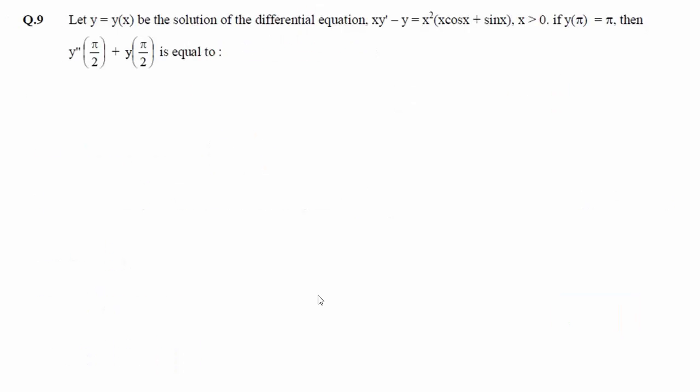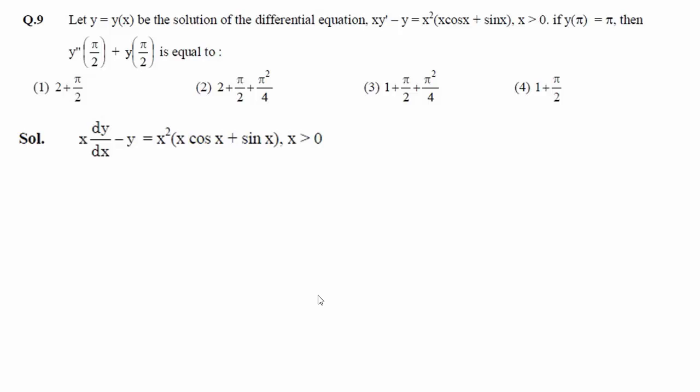Question 9. Let y equal to y of x be the solution of the differential equation x y dash minus y equals x squared into (x cos x plus sin x), x greater than 0. If y at pi equals pi, then y double dash at pi by 2 plus y at pi by 2 is equal to. Options: 2 plus pi by 2; 2 plus pi by 2 plus pi squared by 4; 1 plus pi by 2 plus pi squared by 4; and 1 plus pi by 2.